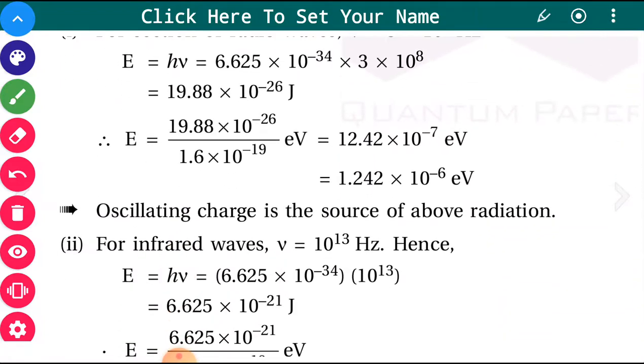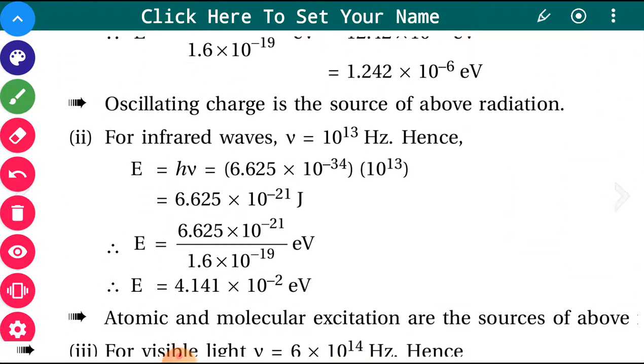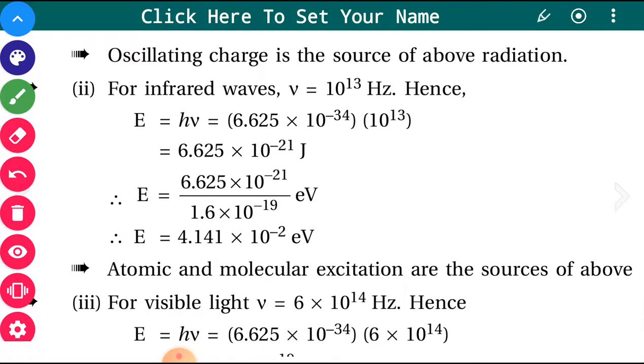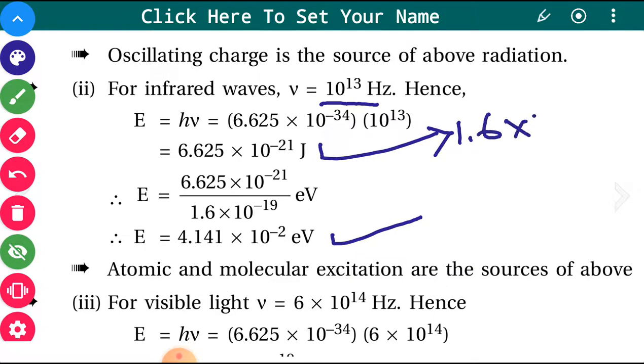Similarly, infrared waves have a different value of nu, so the value of energy will again change. E is equal to h nu. Nu you have to change, and you get the value of energy. Again this energy is divided by 1.6 × 10 to the power minus 19. So you will get the answer in electron volt, that is 4.141 × 10 to the power minus 2 electron volt.